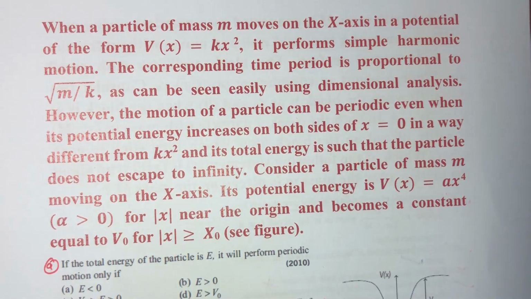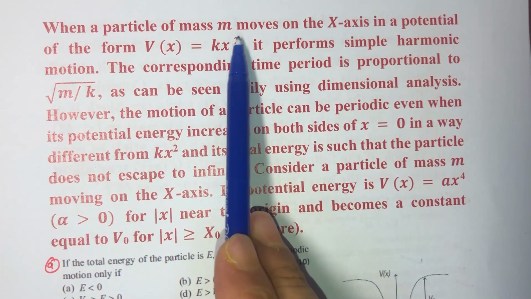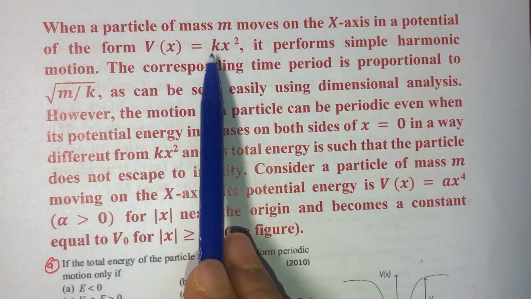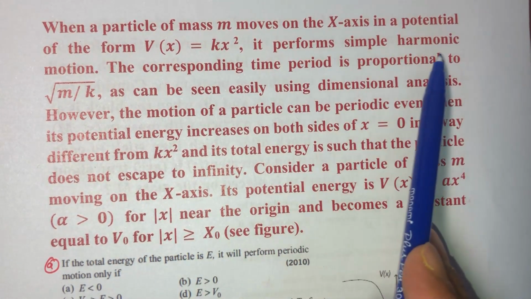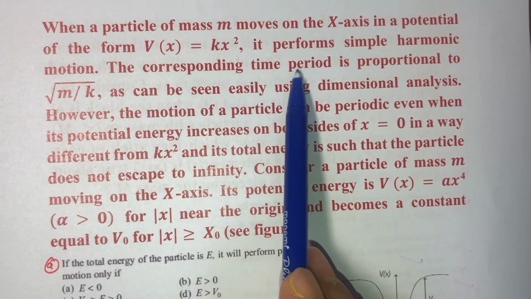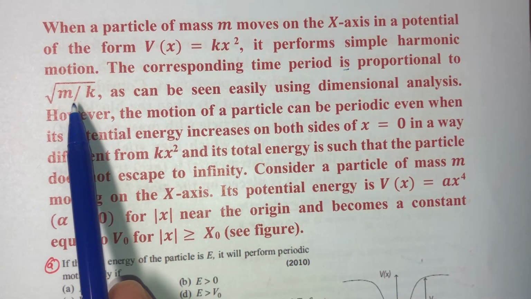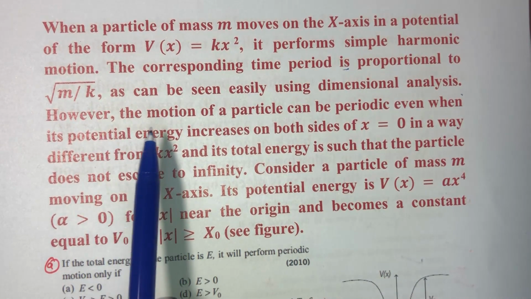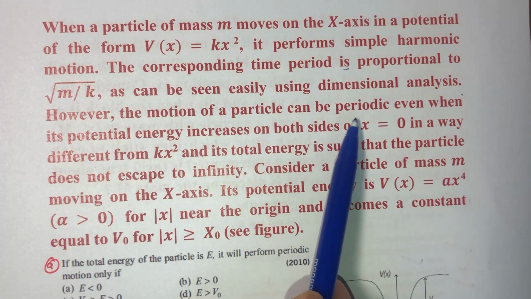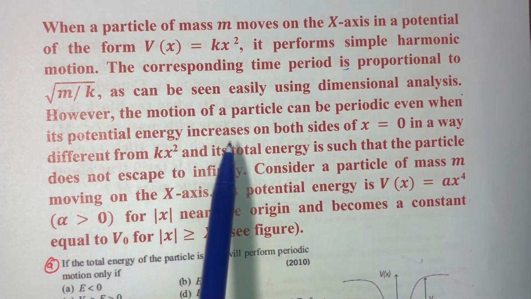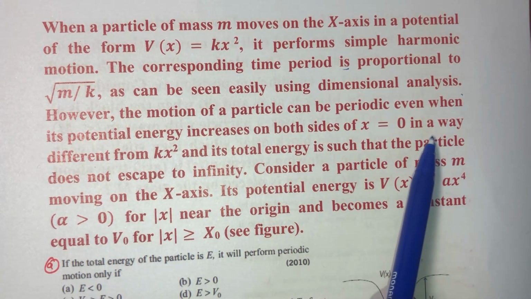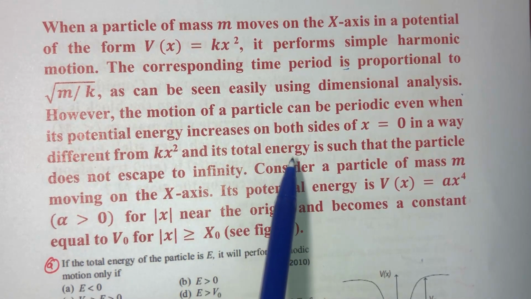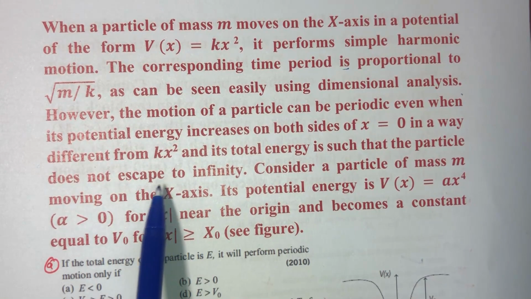Hello friends, today's question: when a particle of mass m moves on the x-axis in a potential of the form V(x) = kx², it performs simple harmonic motion. The corresponding time period is proportional to the square root of m upon k, as can be seen easily using dimensional analysis. However, the motion of a particle can be periodic even when its potential energy increases on both sides of x = 0 in a way different from kx², and its total energy is such that the particle does not escape to infinity.